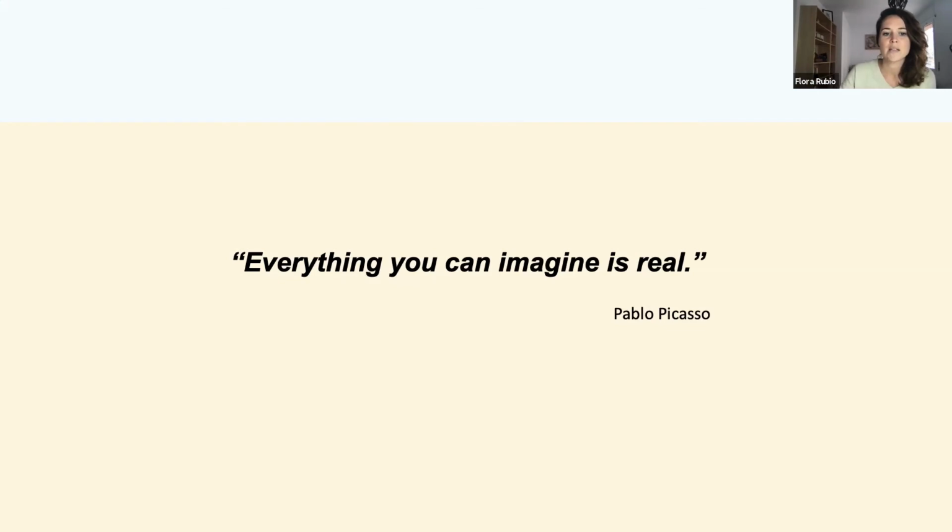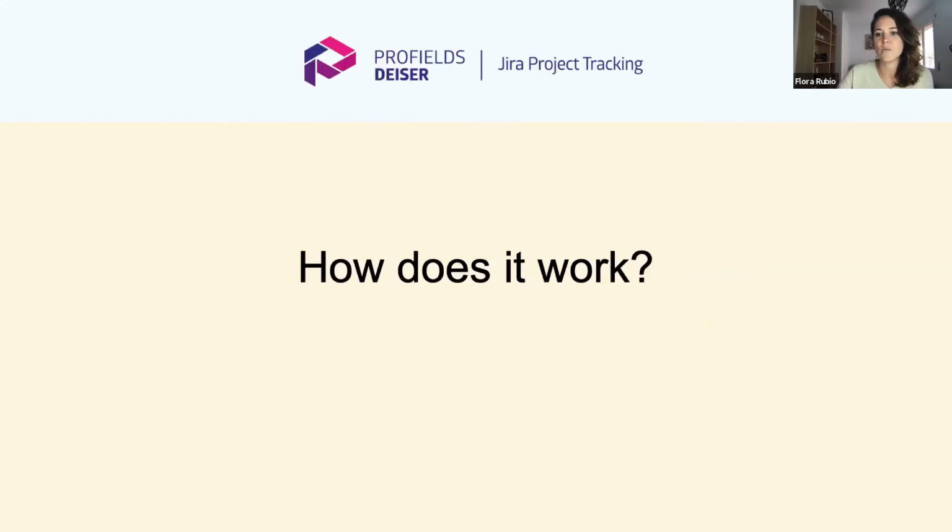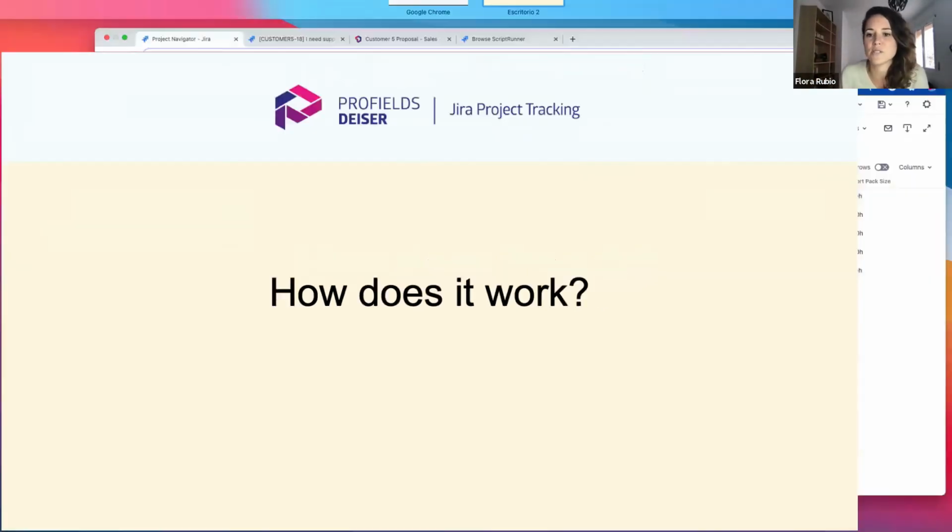So how does it work? As I told you, the example I'm going to show you is through script field, which is one of the features of ScriptRunner. We're going to show you how you can display project field data directly on an issue. So let's go back to Jira.